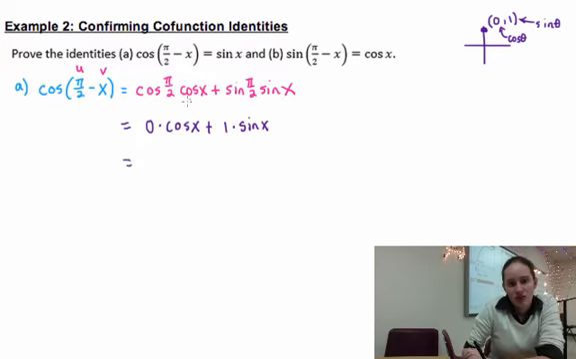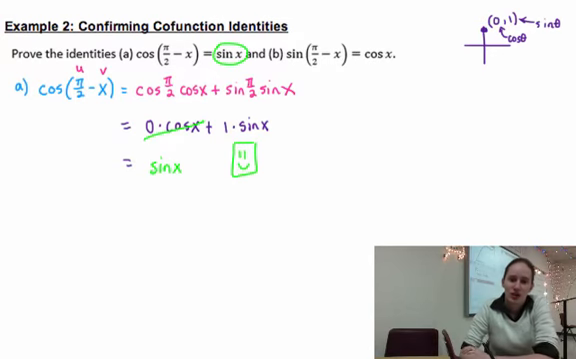0 times anything is 0, so that will cancel out right there. That'll just become 0. 1 times sine x is sine x. So we just proved what we wanted, so we're done with this proof for A. That was pretty simple, pretty straightforward. You're just using that identity to come up with what is on the right-hand side here.